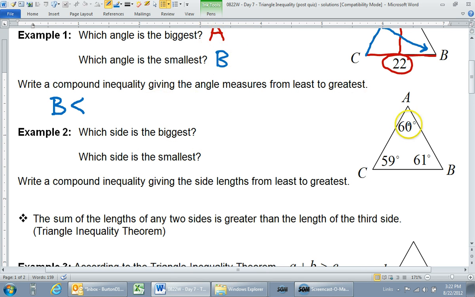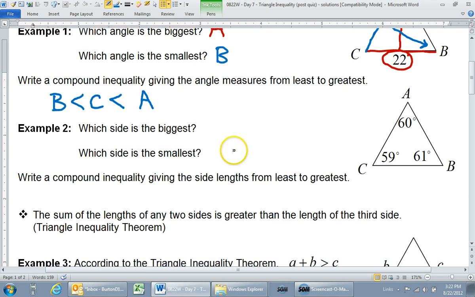Now, A is the biggest, but what's the angle that I didn't mention yet? Angle C. That must be the middle one. So I'm going to mention that one next. So angle B is the smallest, so it must be less than angle C, which in turn must be less than angle A. So see how I've put it all into one inequality? That's a compound inequality. Compound means you're putting more than one thing together. This would be read B is less than C, which is less than A. Okay? Always put it from least to greatest. As long as it's from least to greatest, these symbols will always be less than signs.